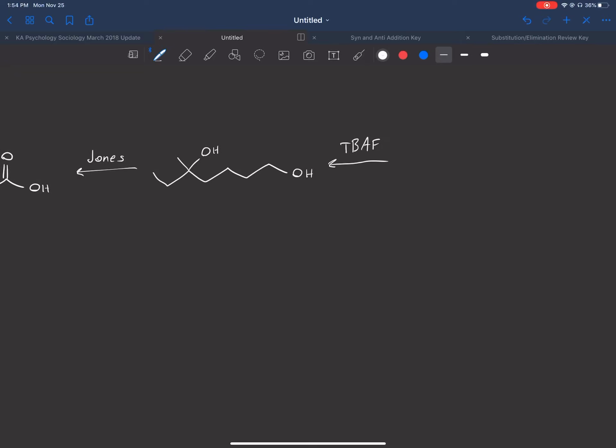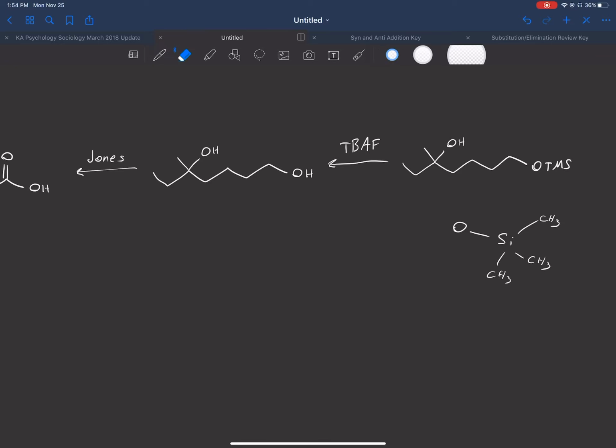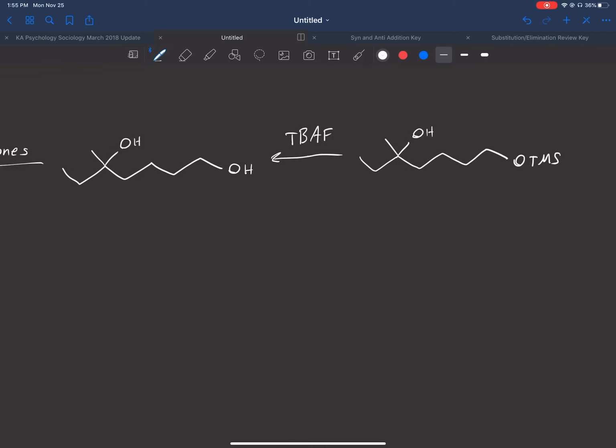And so now you can pick whichever alcohol you want. I'm just going to pick the one on the right. So we're going to write OTMS. Remember the structure of it, which you should know, is going to look like this. And then obviously connected to the O is the rest of the carbon chain. So we have this. Now we can cut.